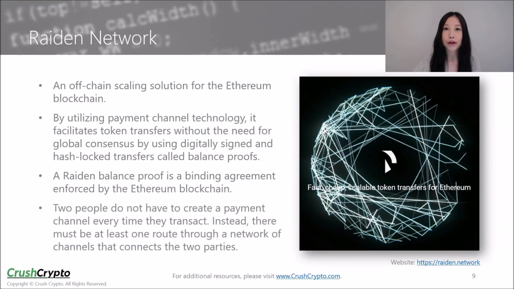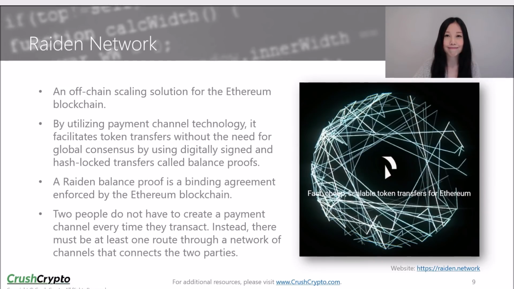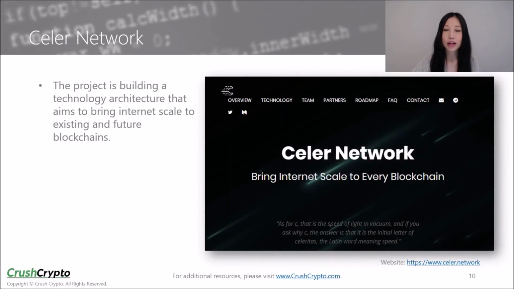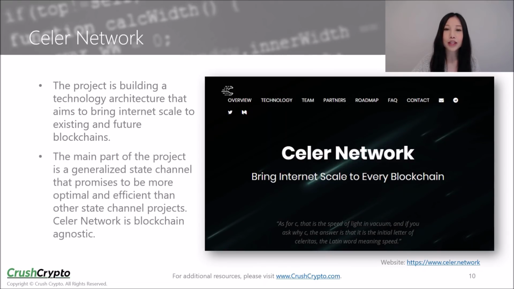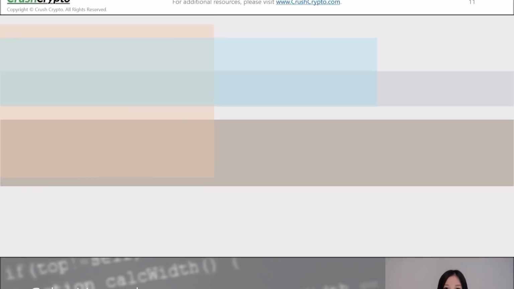Like the Lightning Network, for Raiden Network, two people do not have to create a payment channel every time they want to transact. Instead, there simply must be at least one route through a network of channels that connects the two parties. Celer Network is building a technology architecture to bring internet scale to existing and future blockchains. The main aspect of Celer Network is a generalized state channel that promises to be more optimal and efficient than other state channel projects. The network is blockchain agnostic.